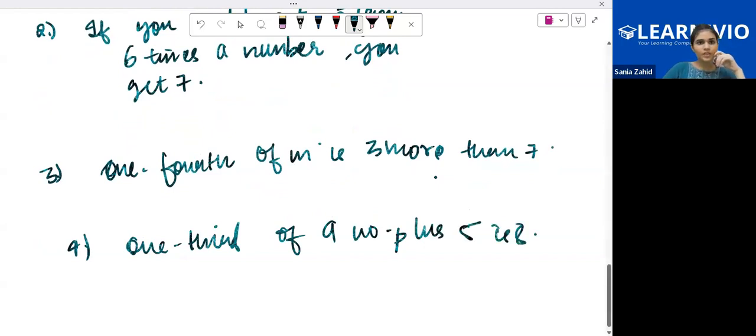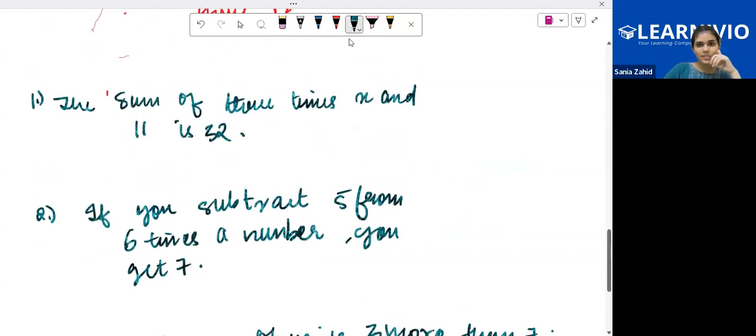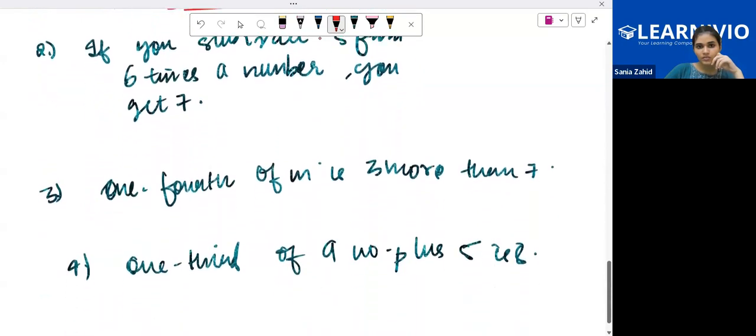Now look here. The first one says the sum of 3 times x and 11 is 32. First of all, it is written "sum of", that means there is more than one number. So 3 times x, what is 3 times x? 3x. And the next number is 11. So I'll just add: 3x plus 11. What will it give me? 32. So this is clear? Yeah, ma'am. Please do these three on your own.